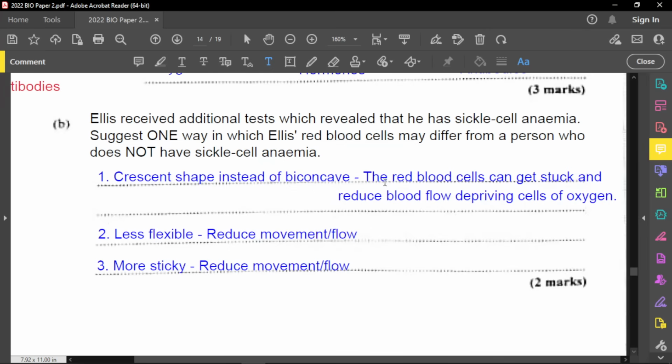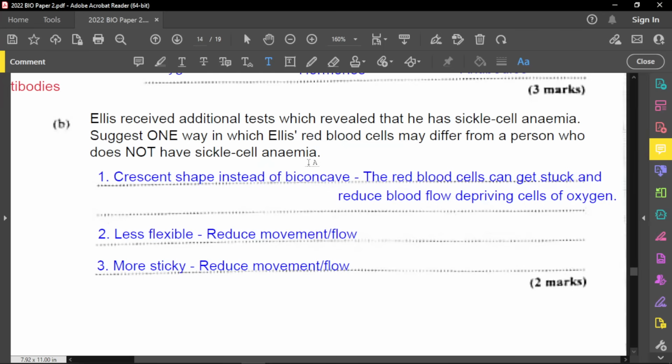And then the red blood cells will get stuck, and they reduce blood flow and deprive the cells of oxygen. And before I even go to the second point, I want to make a note right here, right? Anemia is different from sickle cell anemia. That's what I want to point out.